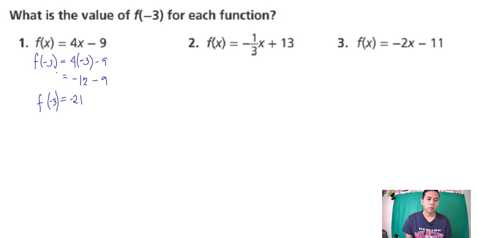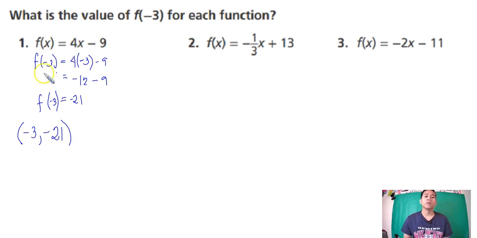Now, if you interpret this, it says that the value of x is negative 3. If I put this in an ordered pair, the value of x is negative 3. What would be the value of y? The value of y will be negative 21.